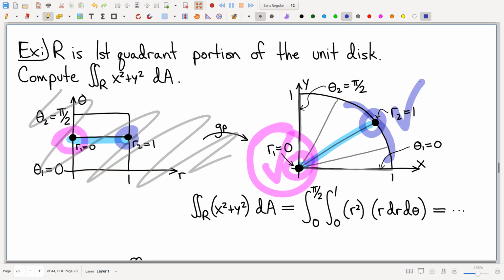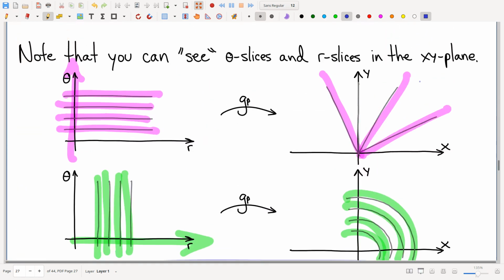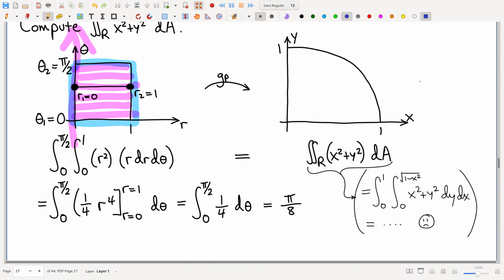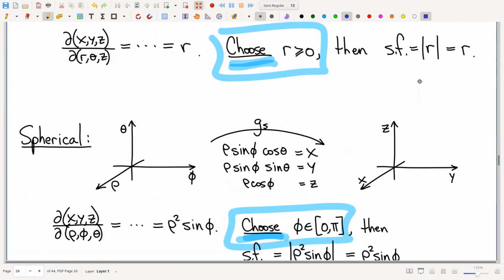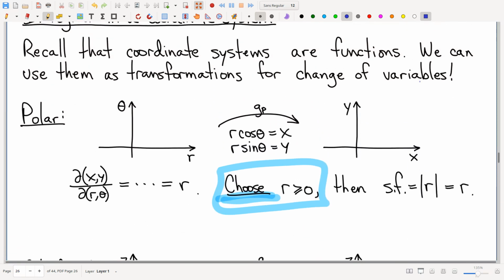Could you go over again why you multiply by the r? So that's the stretching factor. Whenever you do change of variables, you have to insert your stretching factor, and that's what we computed over here in polar coordinates. Our stretching factor is, assuming we make the appropriate choices, r.